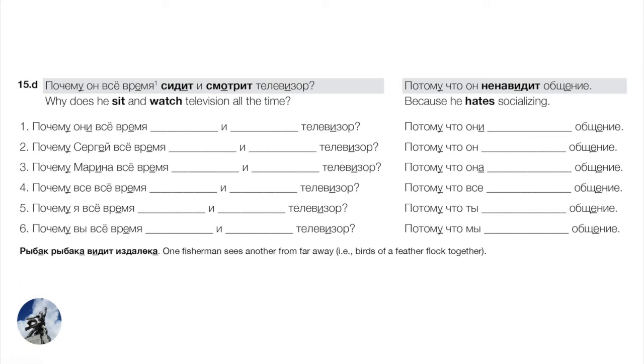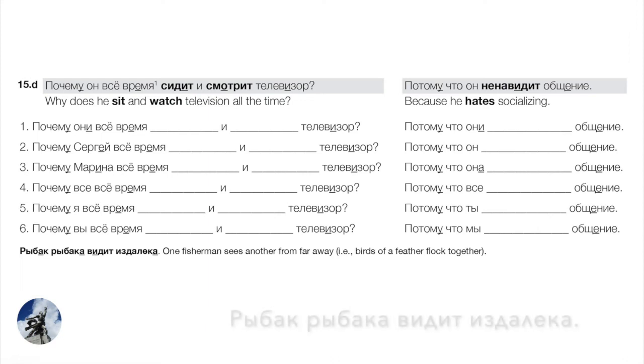Number five. Почему я все время сижу и смотрю телевизор? Okay, я. We've got to watch out. Mutations are going to happen wherever possible. Потому что ты ненавидишь общение. So there's the response. Why do I watch television? Because you hate socializing. Ты ненавидишь общение. Number six. Почему вы все время сидите и смотрите телевизор? Why are you sitting around all the time and watching television? Потому что мы ненавидим общение. We hate socializing.